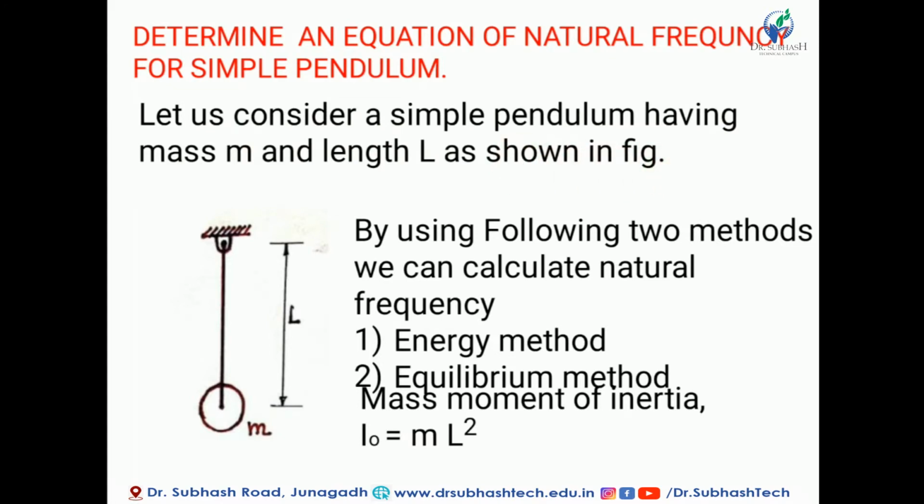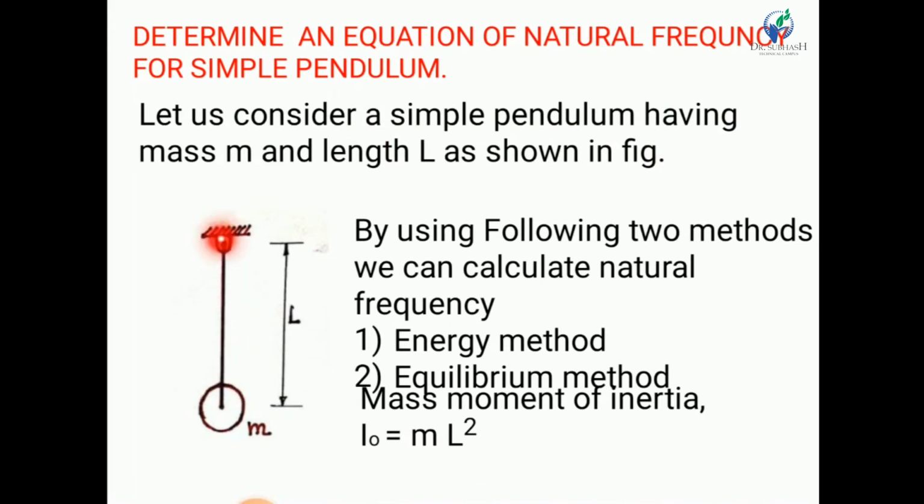Here we consider the string to have no mass. We consider a massless string, and the bob having m as a mass. We can calculate the natural frequency by using the following two methods. First one is the energy method and second one is the equilibrium method. In this lecture we derive an equation by using these two methods, the energy method and also the equilibrium method.